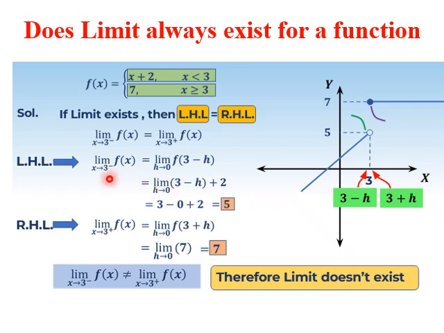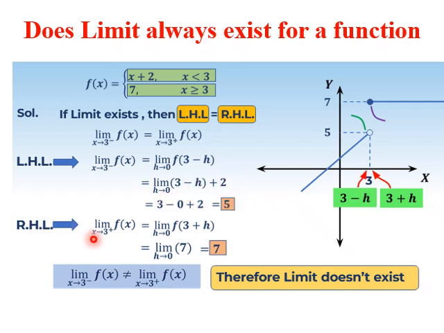So let us try to write how to write it. Left hand limit is x tending towards 3 minus, f of x, limit h tending towards 0, f of 3 minus h. So what is f of 3 minus h? Because it is less than 3, wherever x is there, we will put 3 minus h. Other terms we will keep as they are. So this will become 3 minus h plus 2, h tending towards 0. So this will be equal to 5, since h is going towards 0, so 3 plus 2 is 5.